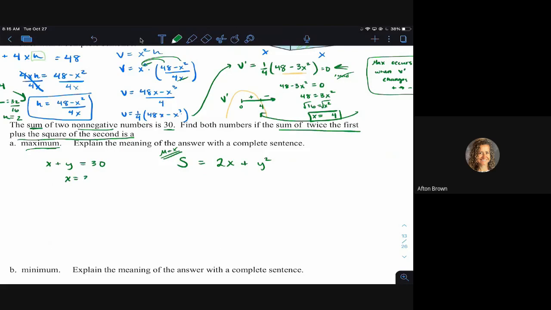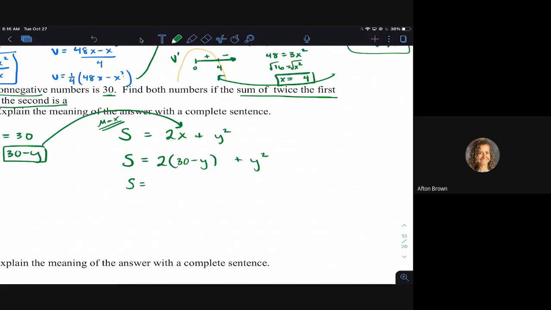So x is equal to 30 minus y. You take your constraint and replace it here. Because the equation you want to maximize or minimize, you need it to have only one variable before you take the derivative. So the sum is equal to 2 times, in parentheses, 30 minus y, plus y squared. Simplify before you take a derivative. So if we simplify, that'd be 60 minus 2y plus y squared.